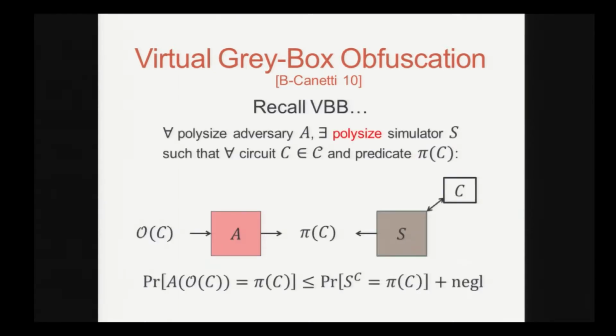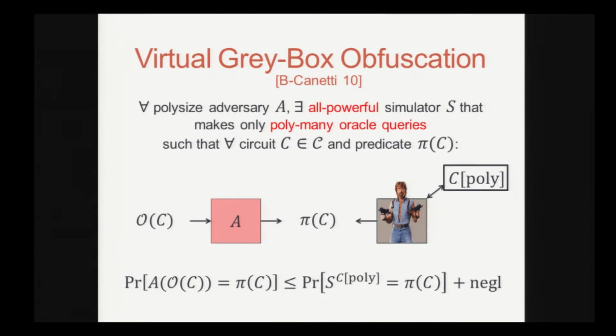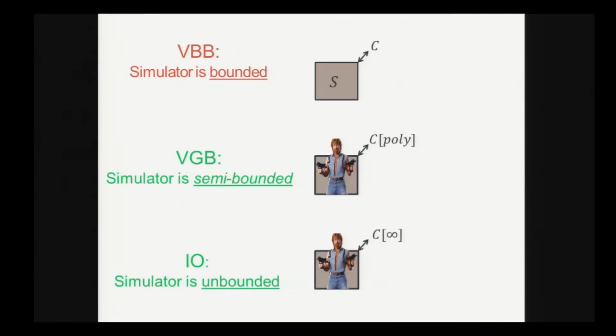So remember that in VBB, what we require is that for any efficient adversary, we have an efficient simulator that can learn the same things, just given black box access. The virtual gray box definition relaxes this. It relaxes this by allowing the simulator to be computationally unbounded, but we're still going to limit the number of oracle queries that it can make to the circuit. So this is the VGB definition, and let's try to get a sense of what it means.